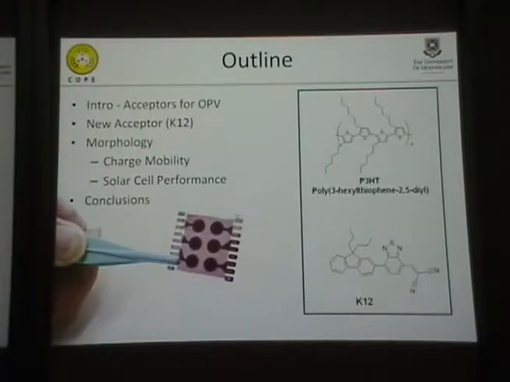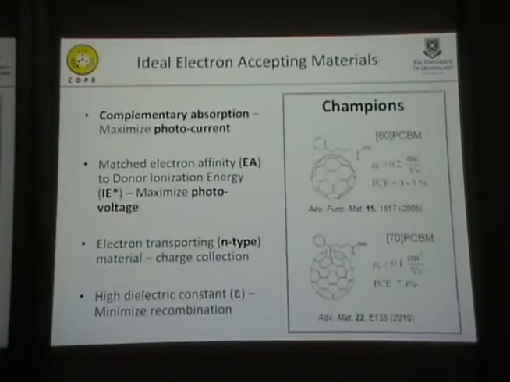So just a brief outline. First I'll briefly go over what we want in an acceptor material, and then introduce our new acceptor, and then talk about the morphology of this acceptor material and how it influences charge mobility and the cell performance. And there's the structure there, which I'll explain a bit later.